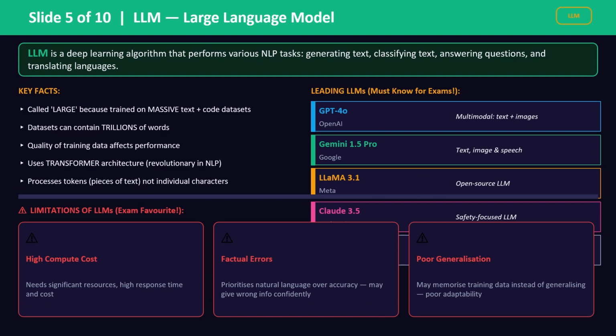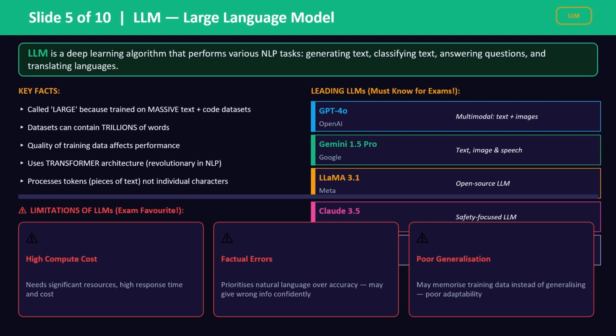Next, LLMs or large language models. These are the technology behind ChatGPT, Gemini, and Claude. An LLM is a deep learning algorithm that can perform various NLP, natural language processing, tasks. These include generating text, classifying it, answering questions conversationally, and translating between languages.